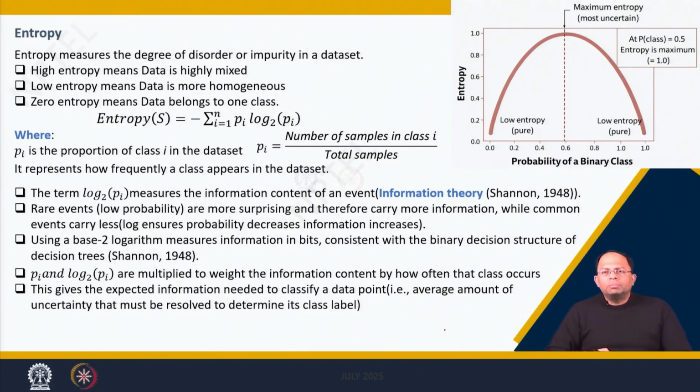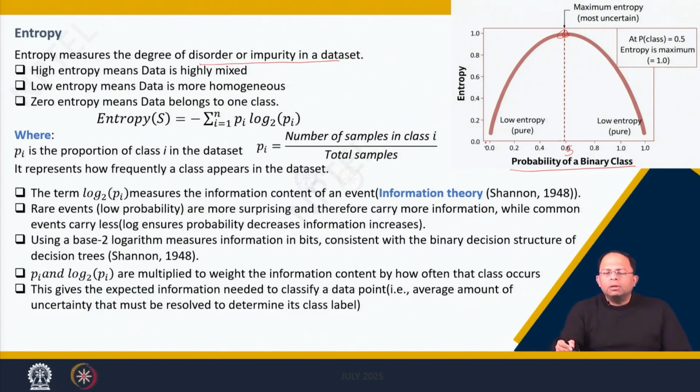So now coming to the concept of entropy, that is to understand how these decisions are taken for feature selection. As we have discussed, entropy measures the degree of disorder or impurity in a data set. That means the more mixed the data set is, like if the probability of a binary class could be from 0 to 1, that is, how likely it is. If it is 0.5, everything is mixed. Yes and no's are mixed. So in this case, the entropy is highest. That is, most uncertainty is there.